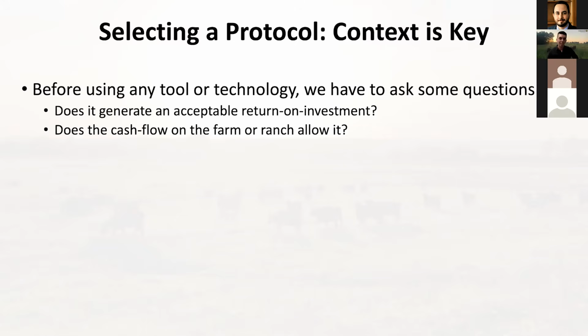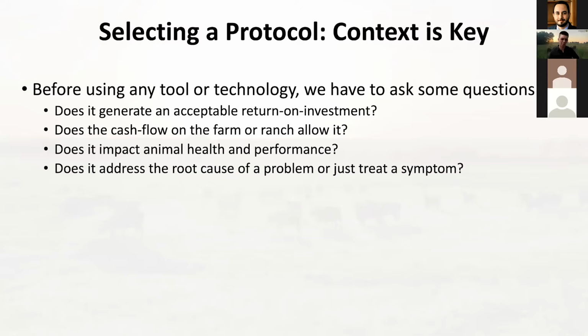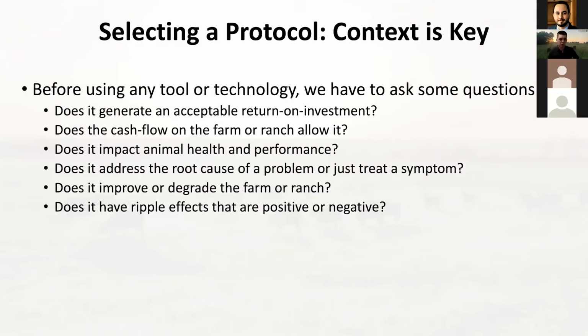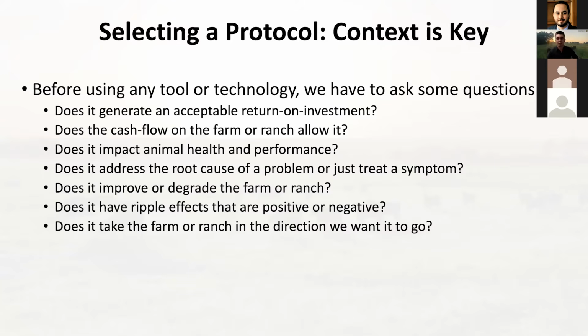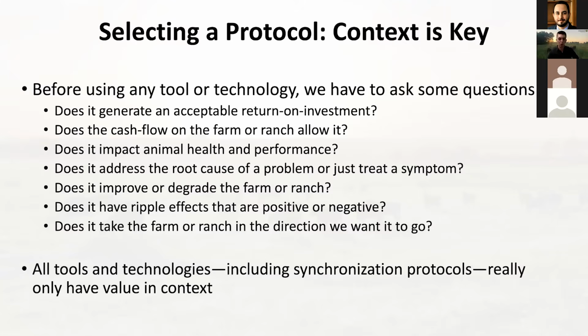Does the cash flow situation on the farm or ranch allow it? I think we have demonstrated pretty effectively that a lot of technologies are profitable, and yet sometimes cash flow considerations play a role in whether or not we actually take action on a profitable opportunity. Does it impact animal health and performance? Does it address the root cause of a problem, or are we just treating a symptom? Does it degrade the resources on the farm or ranch? Does it improve the resources on the farm or ranch? And does it have ripple effects that are positive, or ripple effects that are negative? Does it take the farm or ranch in the direction that we really need and want it to go?